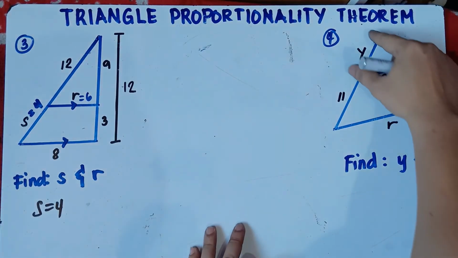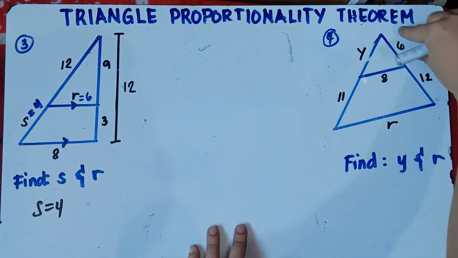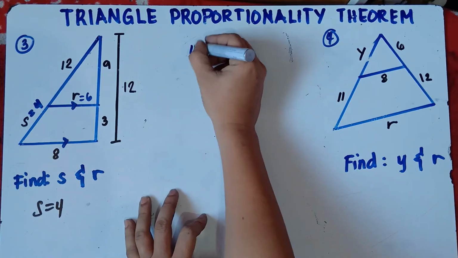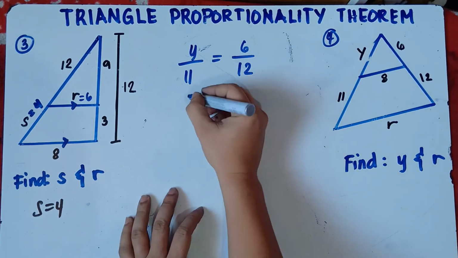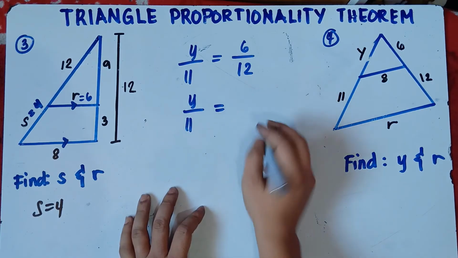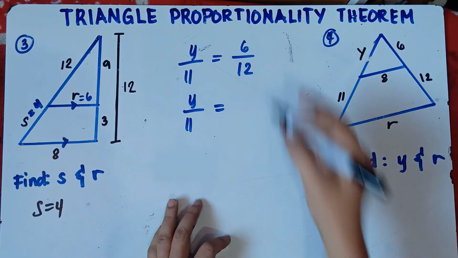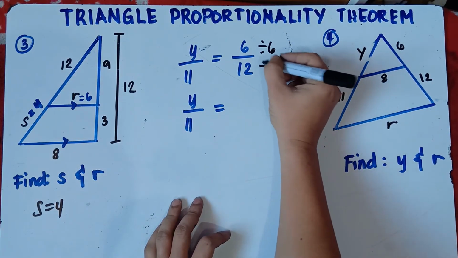So to find y, the ratio of this side over this side, then 6 over 12. So this is y over 11 equals 6 over 12. So y over 11 equals, can we reduce 6 and 12? Yup. We can divide this one by 6.